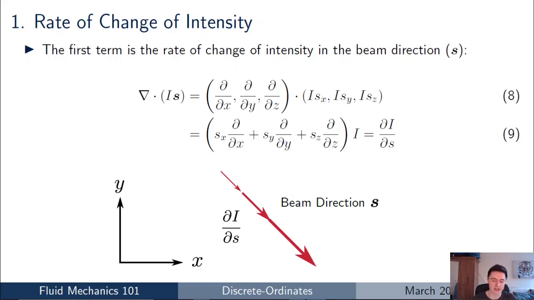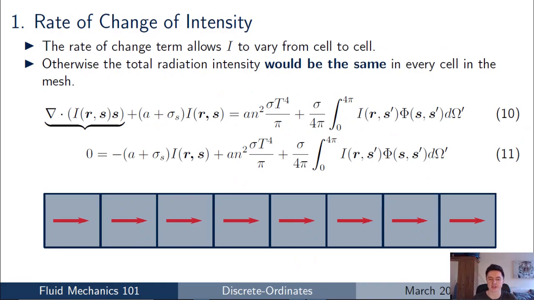To help you understand this term, if you think of the nabla term, which is the term we're looking at there in equation 8, you can expand this out and collect the terms together. And what you'll find is that this expression evaluates to partial I by partial S, which you can see there in equation 9. And this is explicitly telling us it's the rate of change of intensity in the direction of the beam S. Because remember that the beam isn't necessarily aligned with the X, Y, or Z axis. It's probably going to be at some angle to that, depending on how we discretize the octants, which we saw earlier.